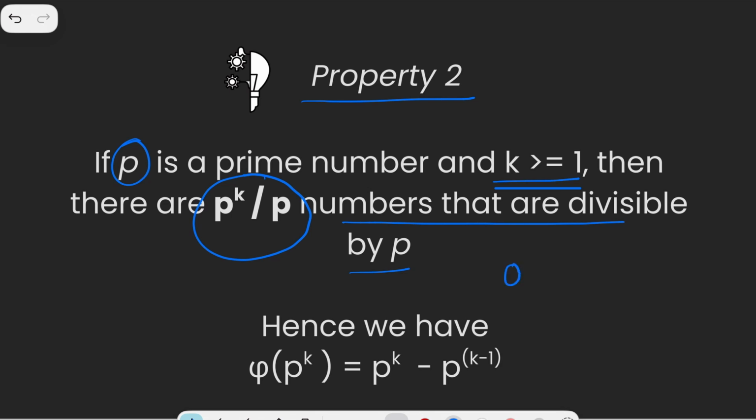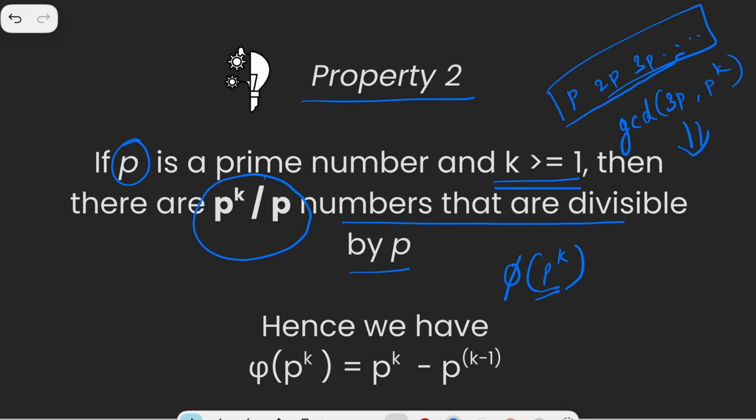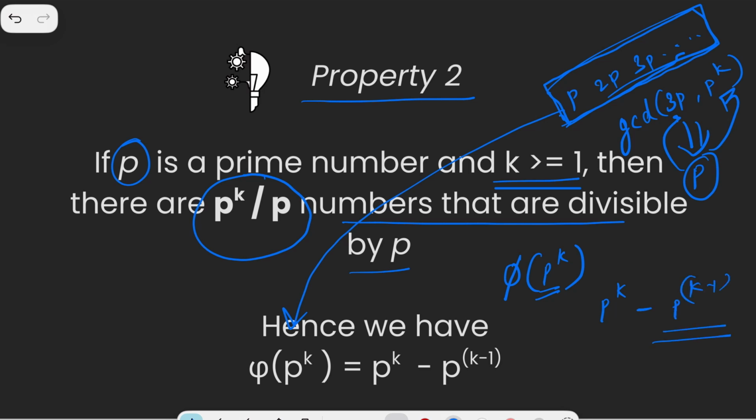So let's say they are asking you to compute phi of p^k, right? Now p is a prime number. So all the multiples of p, like p, 2p, 3p, if you take the GCD with any of those numbers, let's say 3p comma p^k, then it will be at least p, right? Because p will divide 3p and p will definitely divide p to the power k. So all these multiples of p cannot be co-prime with p to the power k. There are a total of p^k numbers, but we need to remove p^(k-1) numbers from those. All the remaining numbers will be co-prime with p^k.